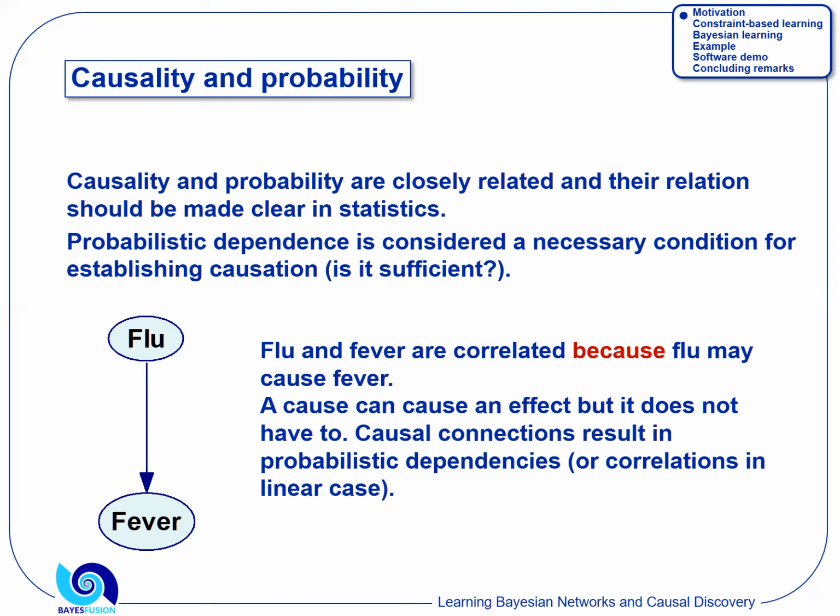You will see that among people who have flu, there's a higher incidence of fever than in the population. You will also notice that among people who have fever, there are more people who have flu than in the general population. You see dependence. They depend on one another.